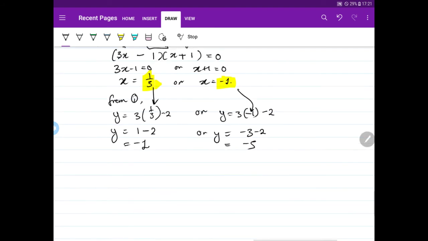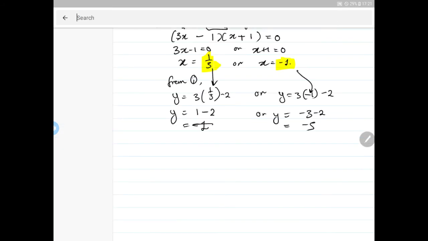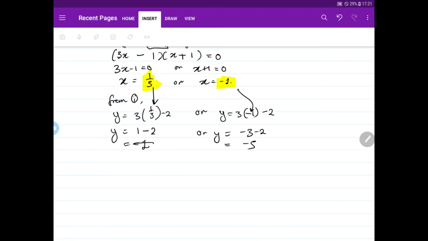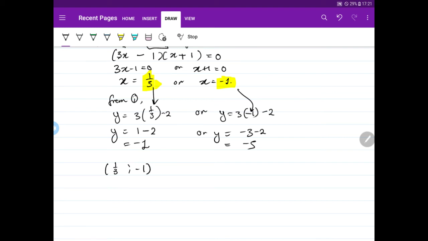And are we done yet? Almost, pretty close. We have our y values. We need to write it as a set of points. What does that mean? Well, like your normal grade 9 point system. Our x value is going to be 1 over 3. Our y value came to minus 1 for that x value. Our x value is minus 1. Our y value came to minus 5 for that x value.